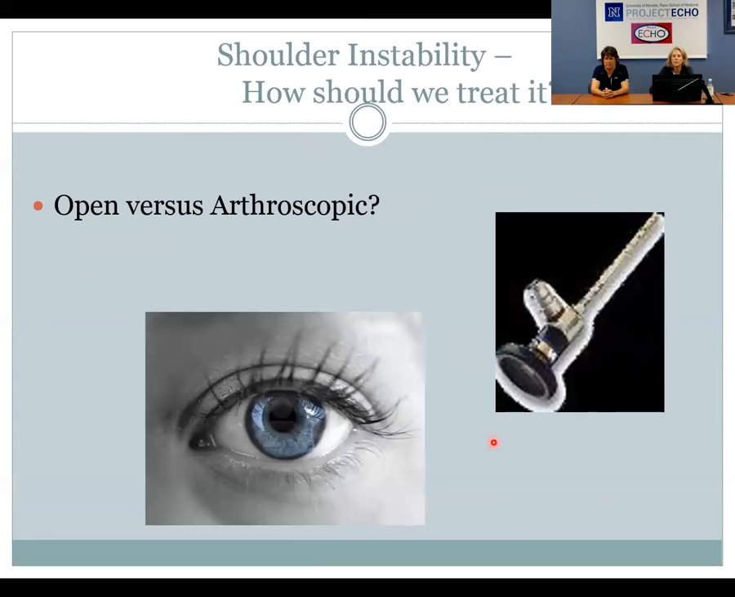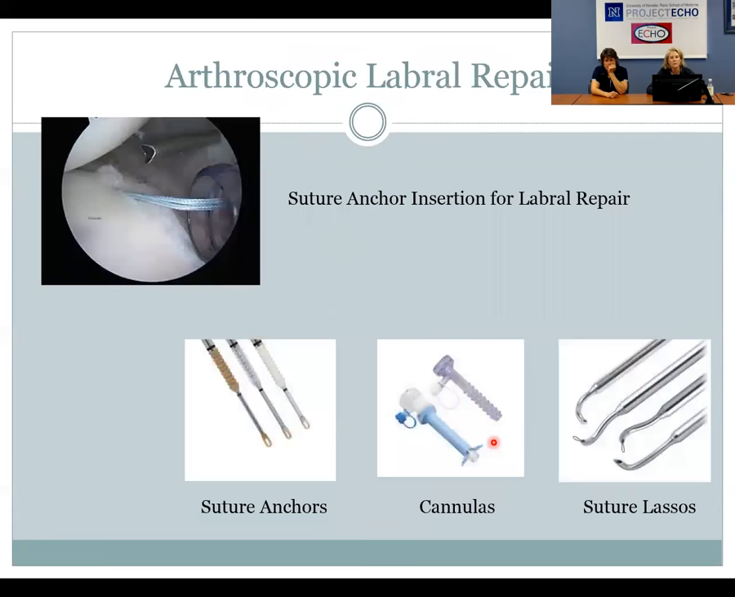So how should shoulder instability be treated, open versus arthroscopic? I think this really should be left up to the surgeon. I think the surgeon decides, well, how do they feel most comfortable treating the instability? Open, meaning making an incision, going through the deltopectoral interval, and then repairing that capsulolabral complex. There is nothing wrong with that. I think that more and more we find that the arthroscopic approach to these patients is, at least in my hands, more helpful. And I feel as if I can treat some other pathology.